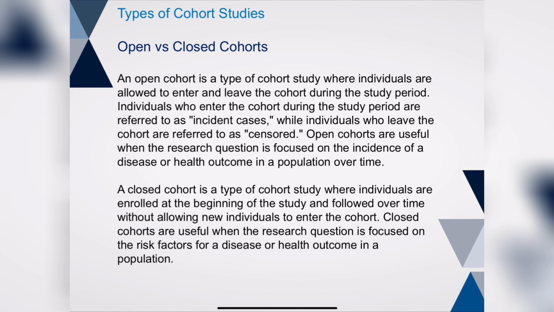Open cohorts are useful when the research question is focused on the incidence of a disease or health outcome in a population over time. A closed cohort is a type of cohort study where individuals are enrolled at the beginning of the study and followed over time without allowing new individuals to enter the cohort. Closed cohorts are useful when the research question is focused on the risk factors for a disease or health outcome in a population.